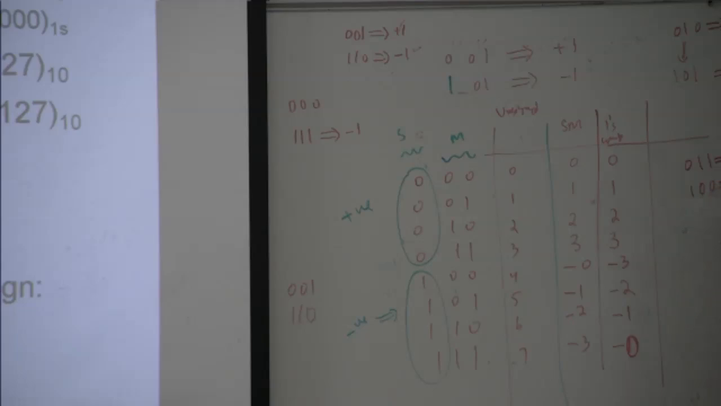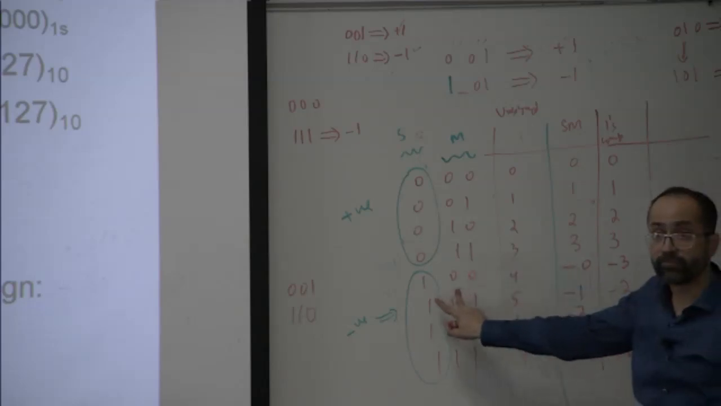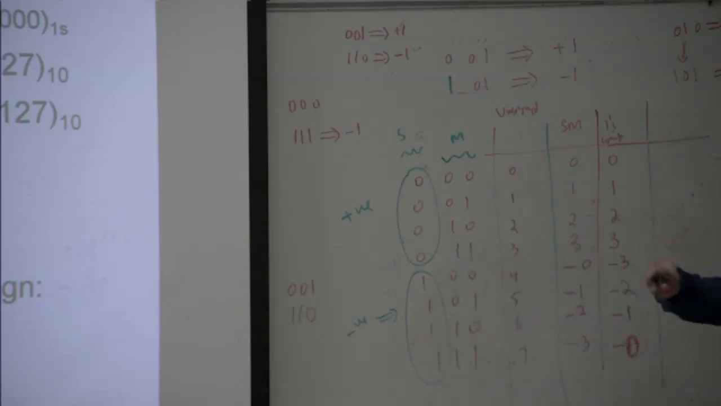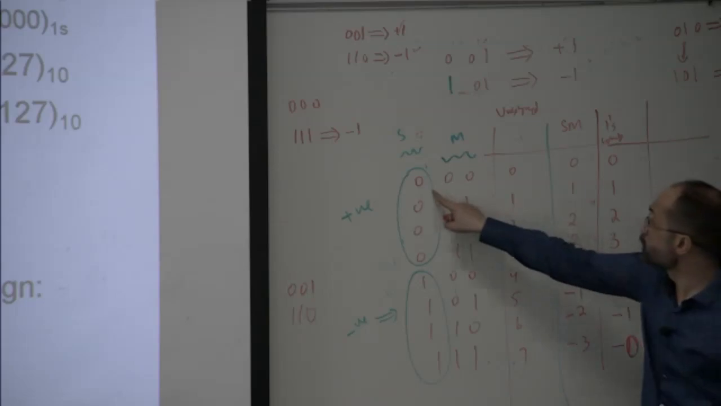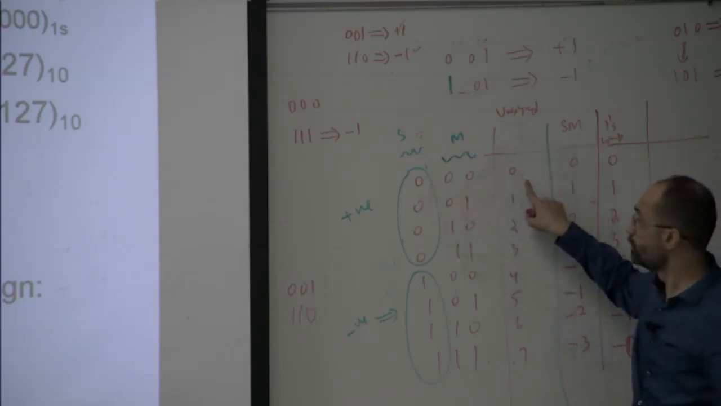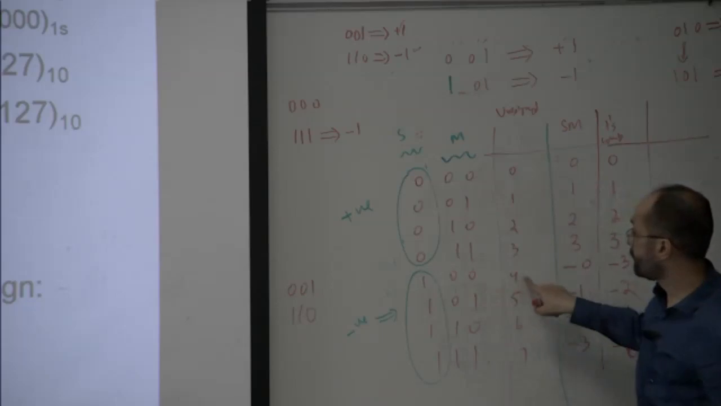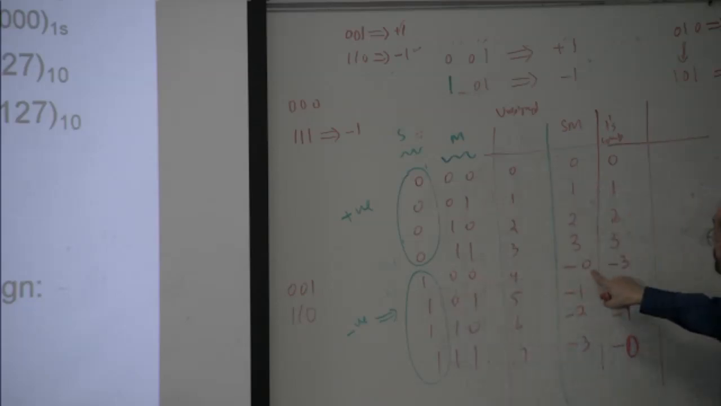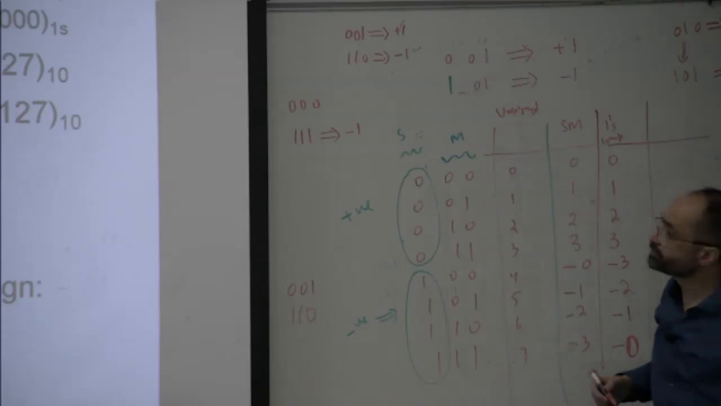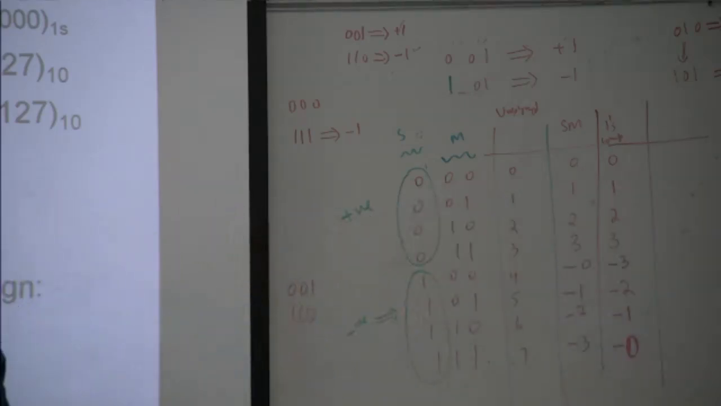Now this is very interesting. You have the same bit patterns, but they have different values and different representations. What is 0, 0, 0 in unsigned? 0. What is 1, 0, 0 in unsigned? 4. What is 1, 0, 0 in sign magnitude? Minus 0. What is 1, 0, 0 in 1's complement? Minus 3. Got it?